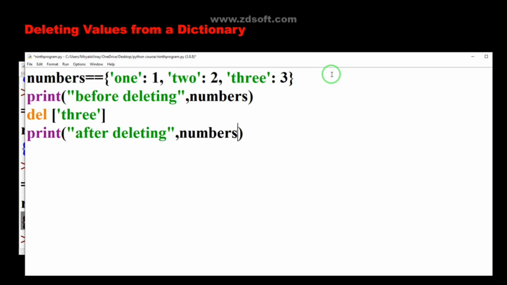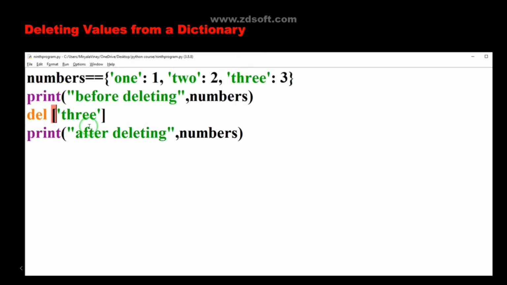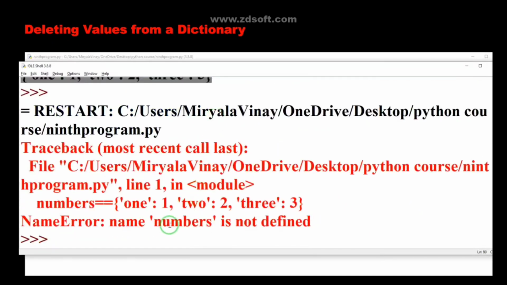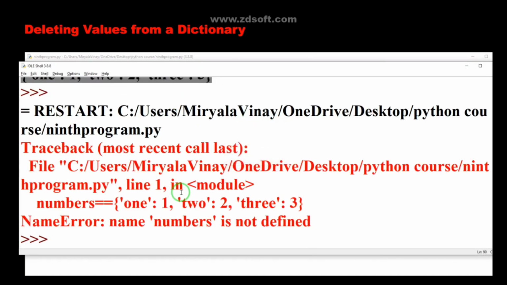So when I run this program, you can see the output: cannot delete literal. Okay, wait a minute. Sorry guys, I didn't call the dictionary, right? So what is the dictionary? That is numbers. That is the mistake I have done. So when I run this program, you can see the output, name numbers is not defined. Sorry guys, here a double equal to was placed. So when I run this program, you can see something.